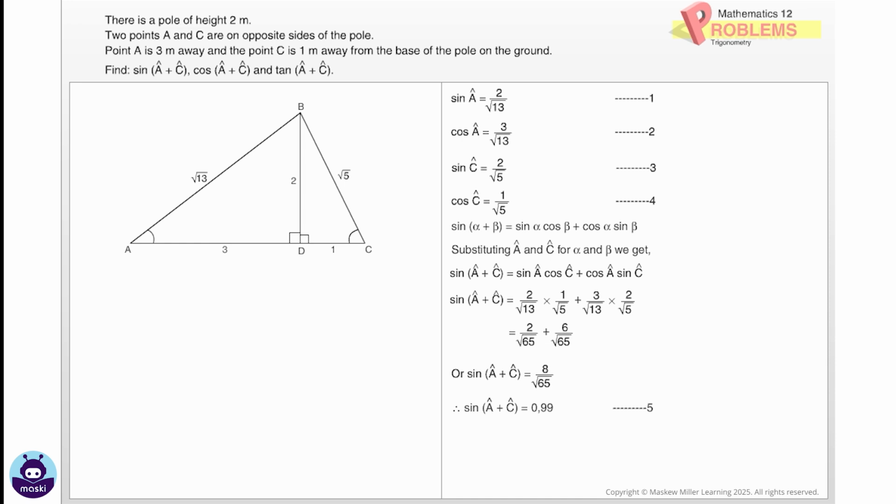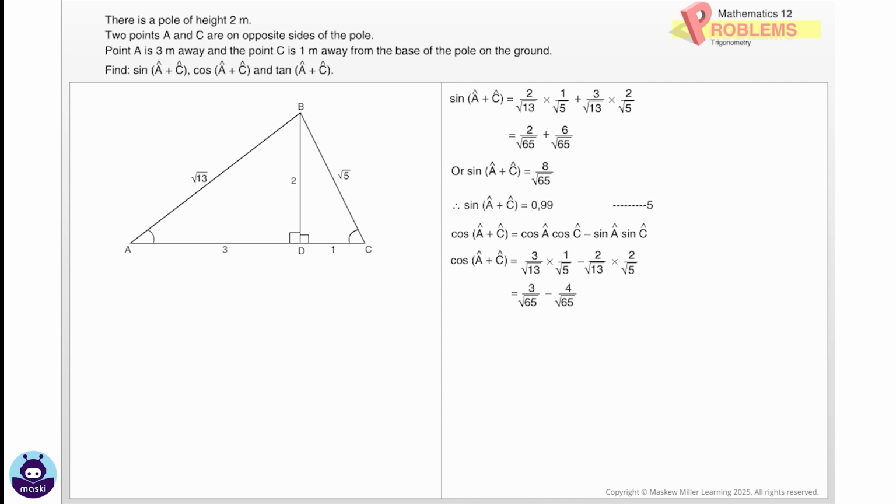Now, substituting values in the identity for cosine of compound angles, we get cos of angle A plus angle C equals cos angle A cos angle C minus sine angle A sine angle C. Cos of angle A plus angle C equals, or cos of angle A plus angle C equals negative 1 over root 65. Therefore, cos of angle A plus angle C equals negative 0.12.